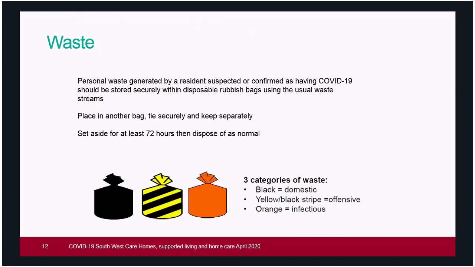So in terms of waste, the personal waste generated by a resident suspected or confirmed as having COVID-19 should be stored securely within disposable rubbish bags using the usual waste streams. And there at the bottom are the various waste streams. Black is the domestic waste, yellow with black stripe, or tiger stripe, is for offensive waste, and the orange bags are for the disposal of infectious waste. These bags should be placed in another bag, tied securely and kept separately, and then be set aside for at least 72 hours before being disposed of as normal.